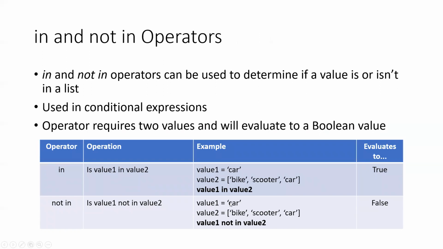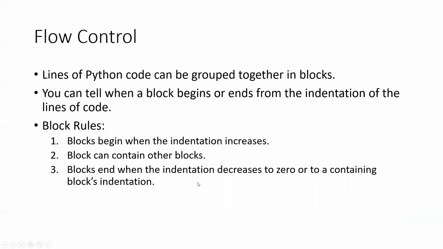We have in and not in operators. Those are used to determine whether or not a value is or isn't in a particular list. And they are used in conditional expressions, typically requiring two values. We've talked about this in the if statements, basically. Anybody have any questions with operators?